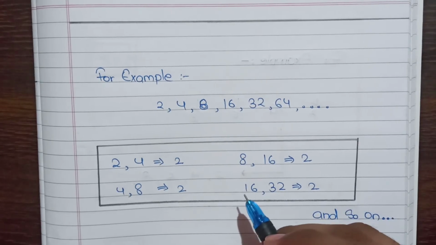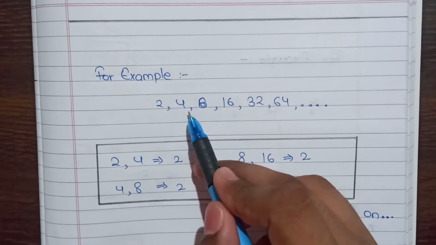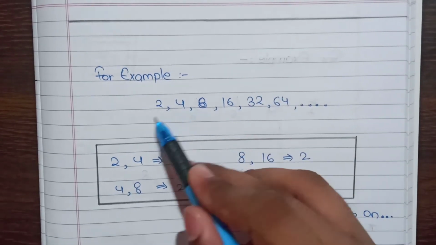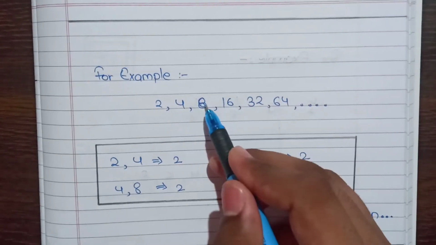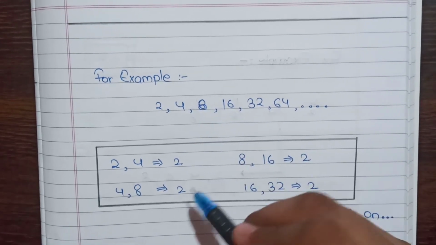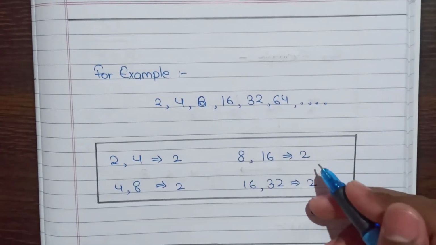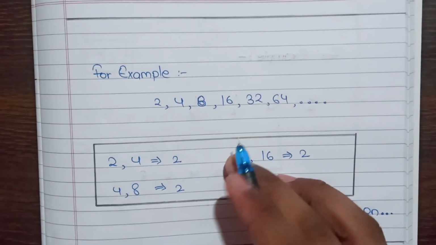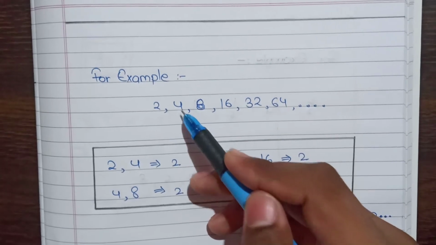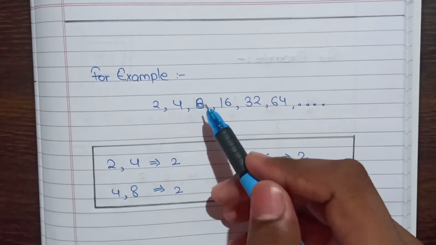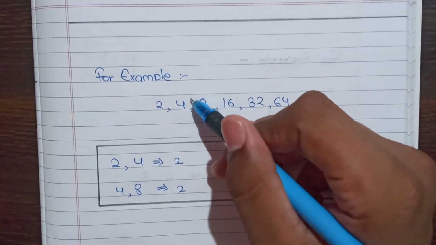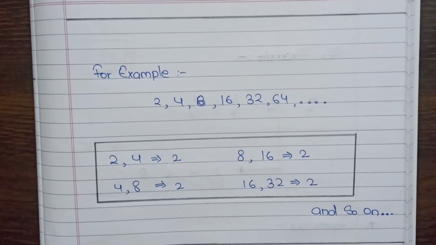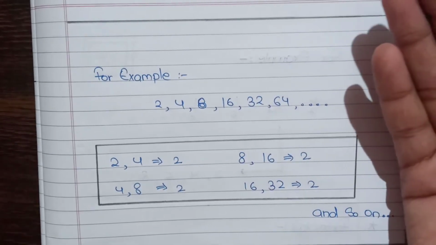So what we'll do is divide the second number by the first. No, sorry, we'll divide the second number by the first, and the answer we get is 4 upon 2 is 2, 8 upon 4 is also 2, 16 upon 8 is also 2, 32 upon 16 is also 2, and so on. So what we get is that if each number divided by the previous number gives the same ratio, we call it a geometric progression.